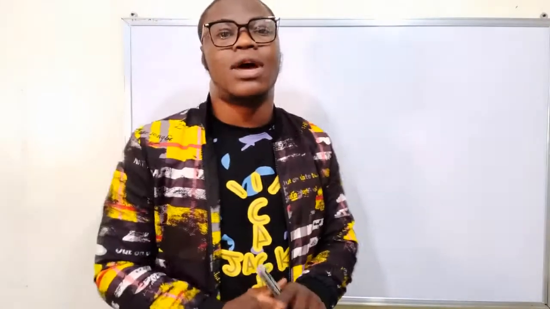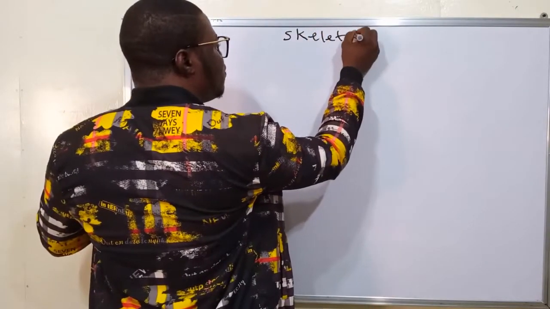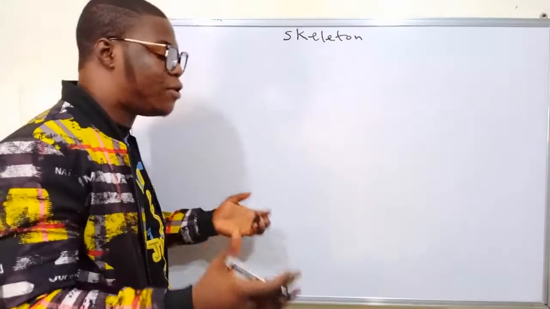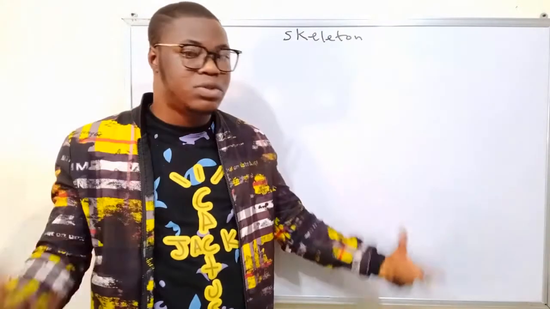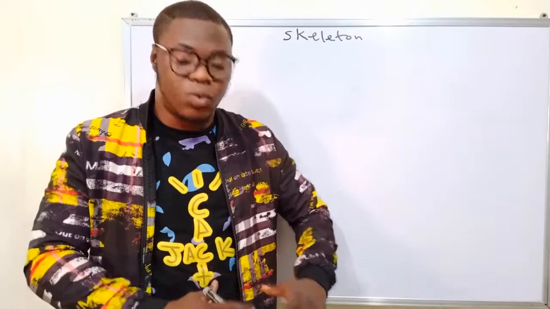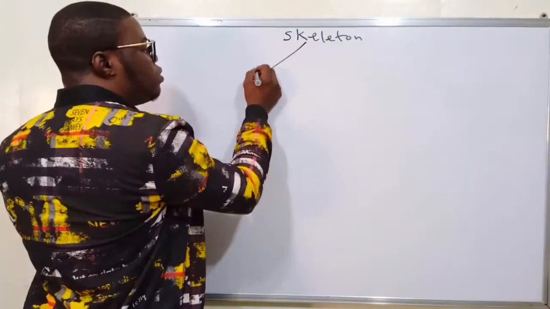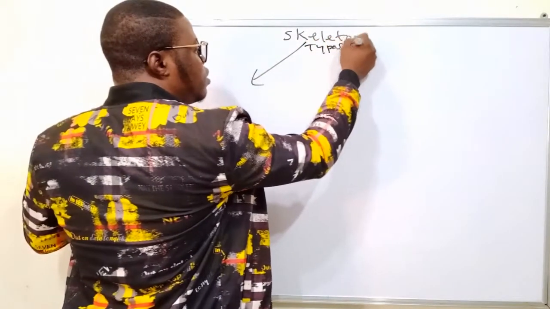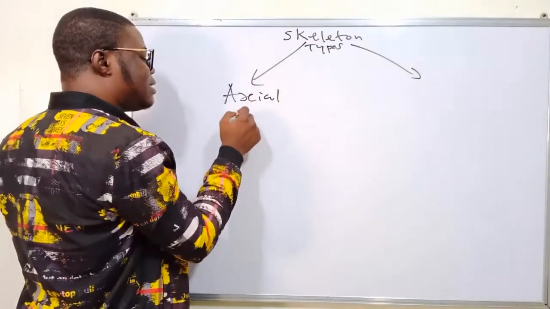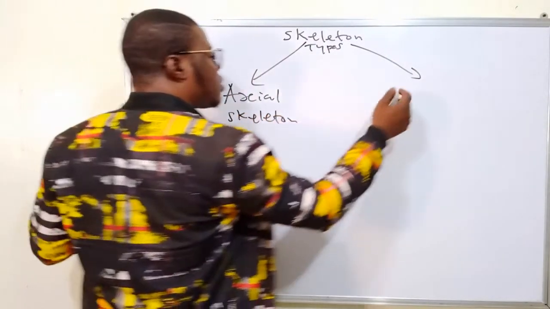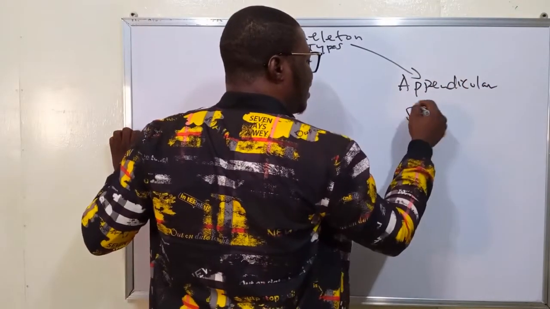Welcome back. Now, talking about the skeleton, I've told us that skeleton is the combination of bones that form the framework of the body. Now, this skeleton, we have two types. The first one is called the axial skeleton. And the other one is called the appendicular skeleton.